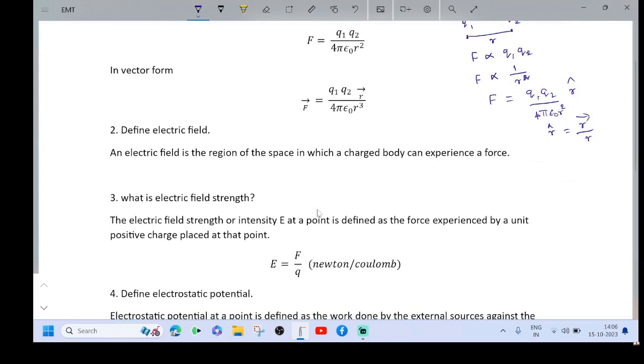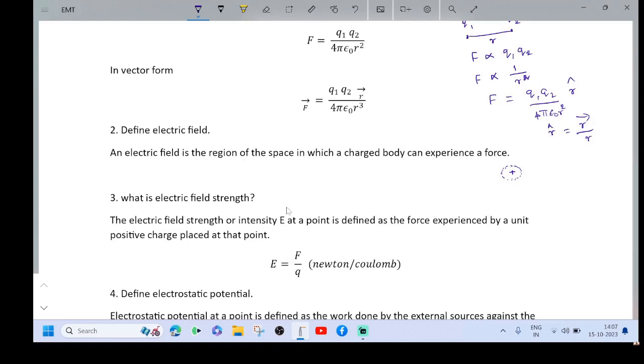Define electric field. An electric field is a region of space in which a charged body can experience a force. The influence can be realized to a certain extent. That region is called electric field. Here a point charge is present. The influence of the charge can be realized to some extent. So this region is electric field. If you bring a test charge, the test charge may realize a force.